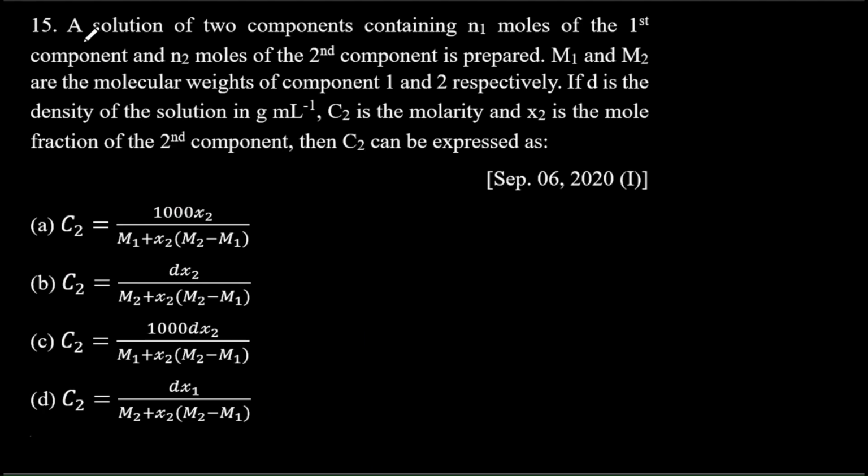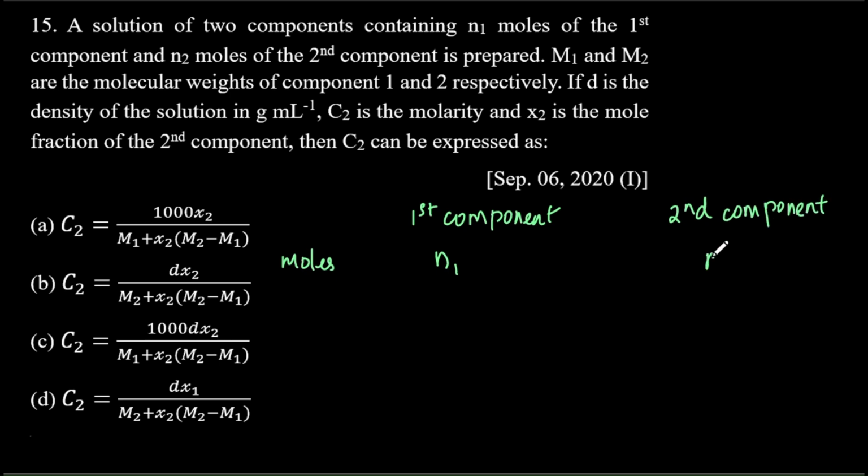The next question is: a solution of two components, containing N1 moles of the first component and N2 moles of the second component, is prepared. M1 and M2 are the molecular weights of component 1 and 2 respectively. So in this solution, two components are present. For the first component, the number of moles is N1, and for the second component, the number of moles is N2. Their molecular weights are also mentioned: the molecular weight of the first component is M1 and for the second component, it is M2.